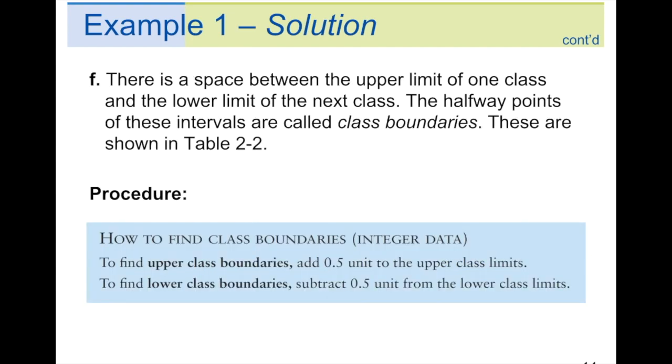There's a space between the upper limit of one class and the lower limit of the next class. The halfway points of these intervals are called class boundaries. These are shown in Table 2.2. All you do to find them is, for the upper class boundaries, add 0.5 to your upper class limit, and for lower class boundaries, subtract 0.5 from the lower class limit. This allows you just to show that there's no overlap.